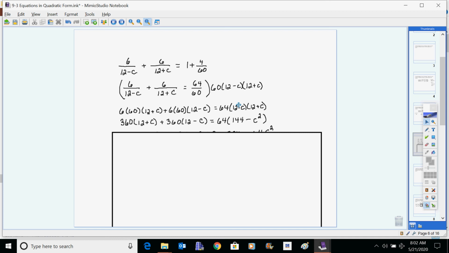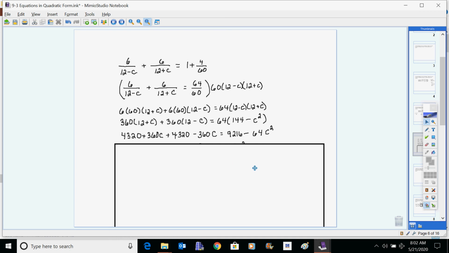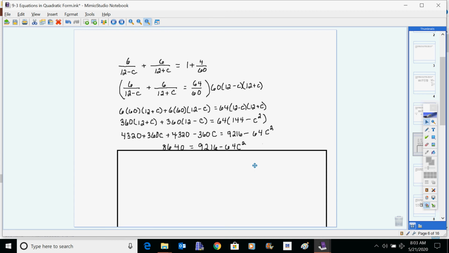For example, this is the sum and difference of two different, it's a difference of two squares actually. So 144 minus c squared. Then distribute. Then even if they're big numbers, don't let that intimidate you. Put your like terms together.